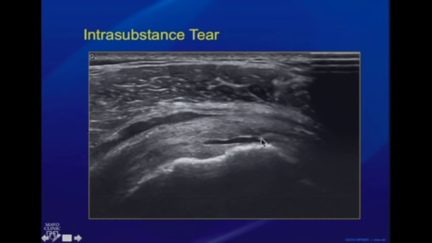Here's an example of a partial thickness tear kind of having an intrasubstance extension, somewhat delaminated in its appearance. There's a large amount of subdeltoid fluid collection within the bursal space.